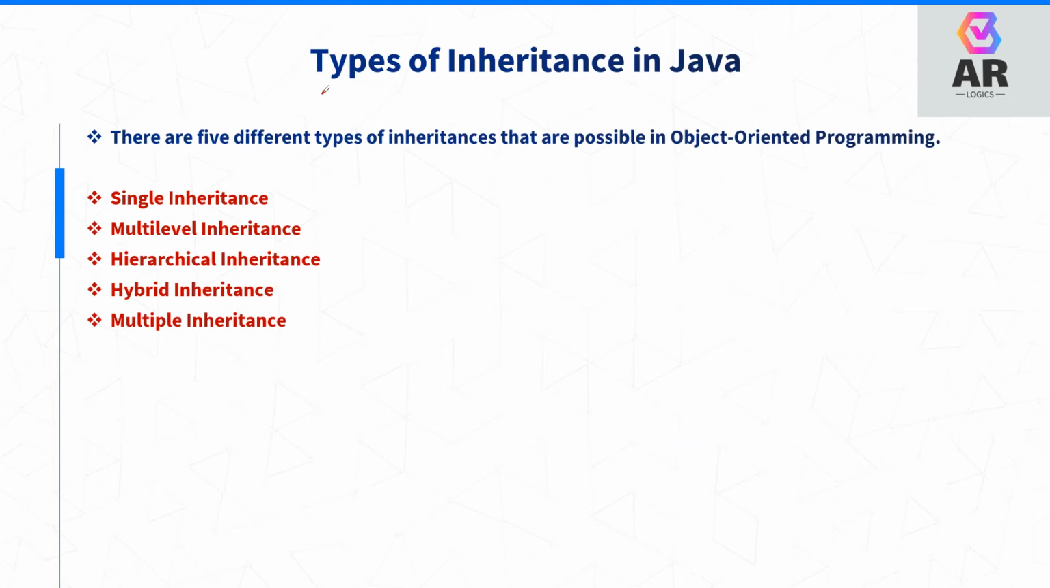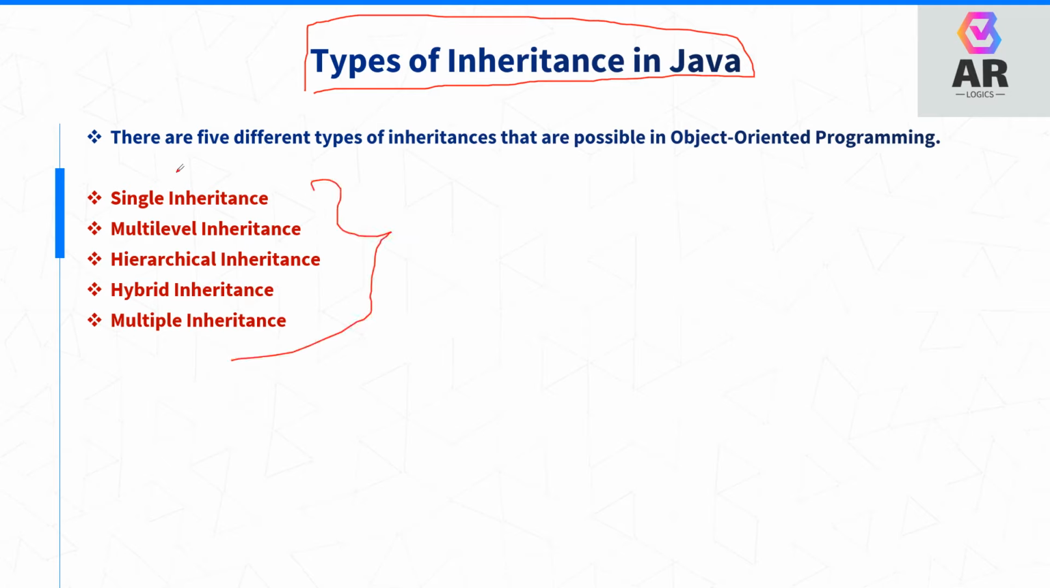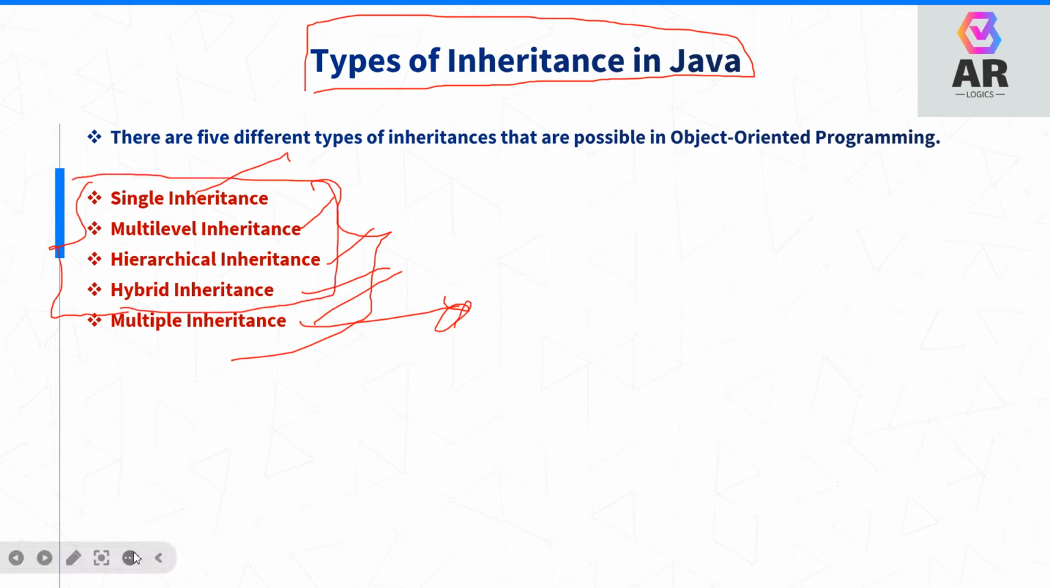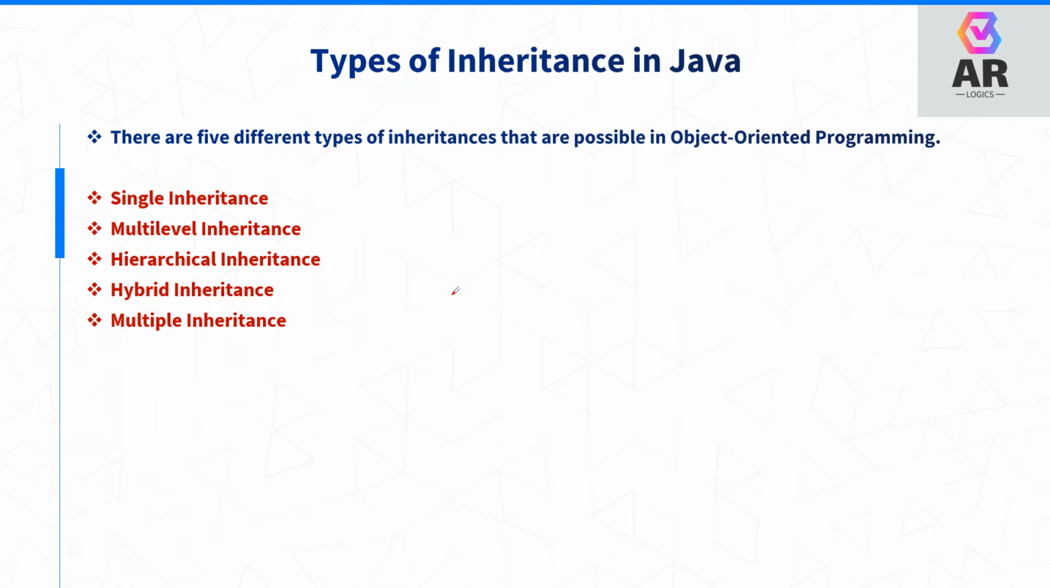Okay, how many types of inheritance? Single inheritance, multilevel inheritance, hierarchical inheritance, hybrid inheritance. Multiple inheritance we cannot use. Okay, leave this one; we can go through these four. Single inheritance I can explain to you, and you can get clarifications.